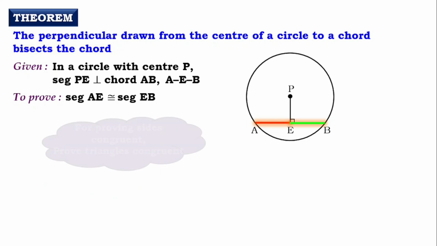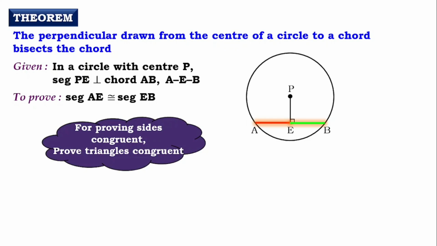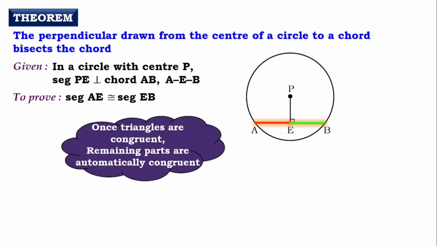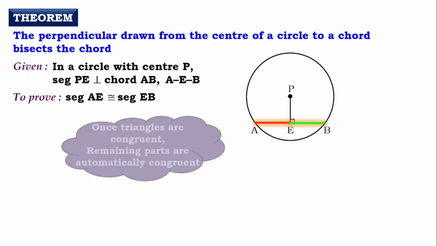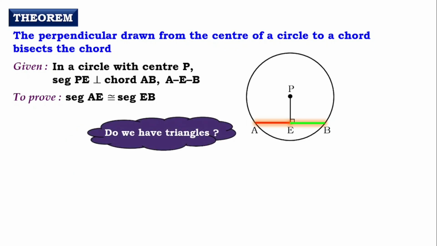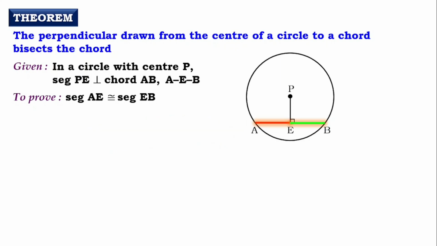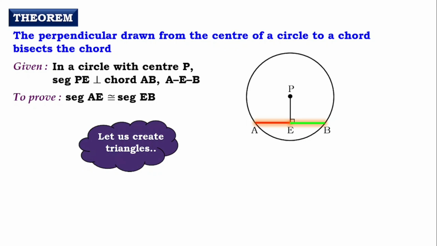Moving further, for proving sides congruent, prove triangles are congruent. If I want segment AE congruent to segment EB, the very first thing I need to prove is that the two triangles are congruent. Then only I can prove this. Once triangles are congruent, the remaining parts are automatically congruent. Do we have triangles? No. Let us create triangles. That will come in your construction part.